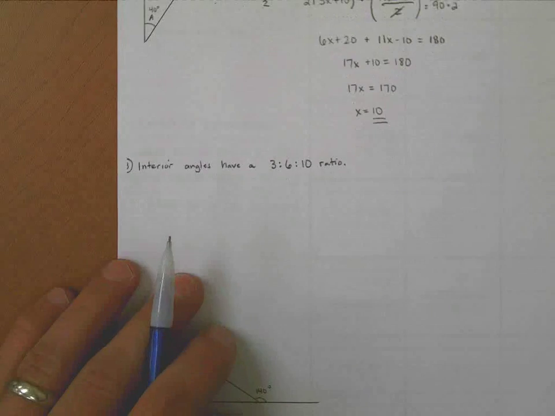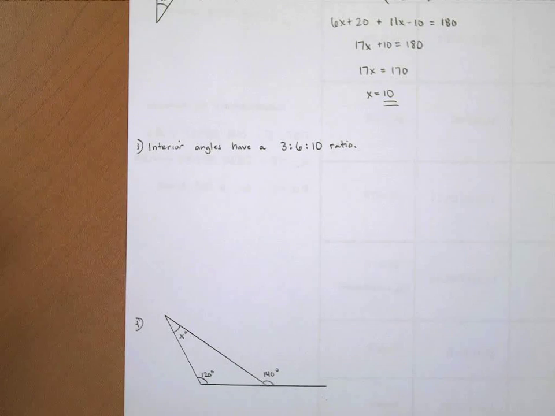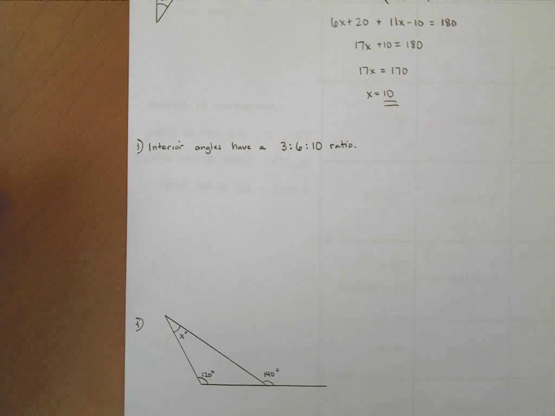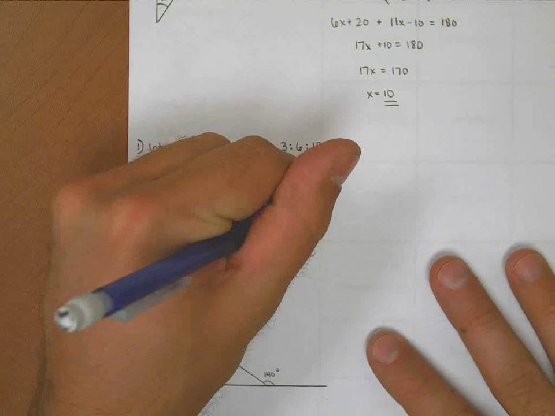All right, here we go. Third example. Sometimes they don't even give you a picture. They just say the interior angles follow this 3 to 6 to 10 ratio. Well, the easiest way to do this, I'm just going to draw a quick triangle so I have something to look at at least.